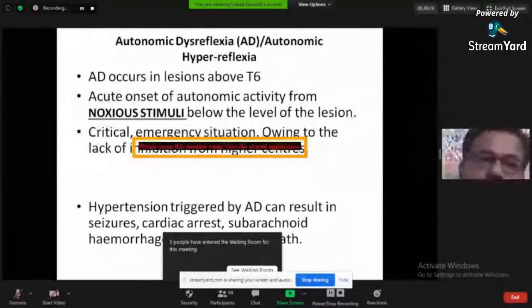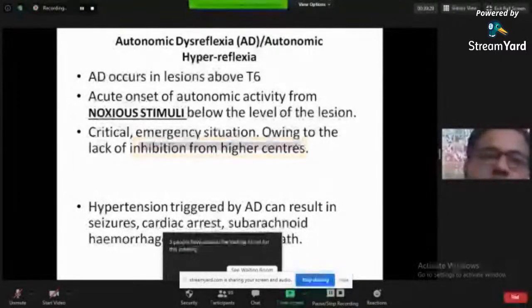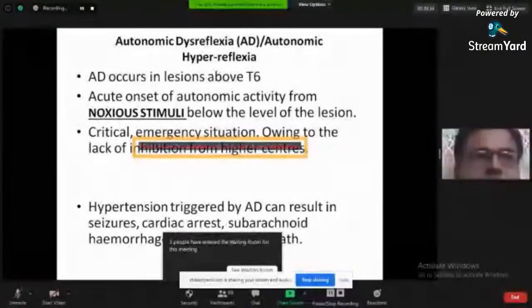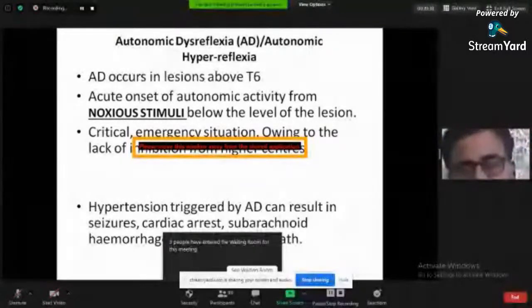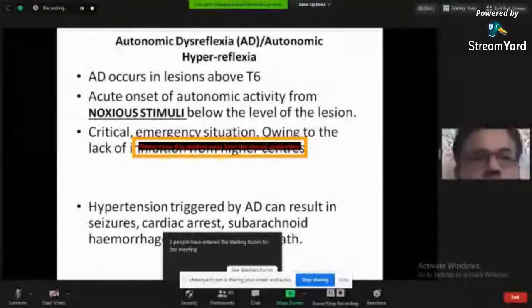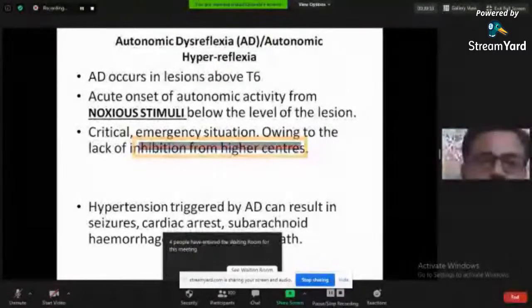We are going to discuss the most notorious impairment, you can say, after a spinal cord injury, that is autonomic dysreflexia or autonomic hyperreflexia. This occurs in a lesion above T6. It may occur at the level of T6 also. At times, it may occur below the level of T6 lesion also. But the most common one is above T6 lesion. Acute onset of autonomic activity from the noxious stimuli below the level of lesion. I have highlighted, underlined that noxious stimuli. So we are going to talk about that later.